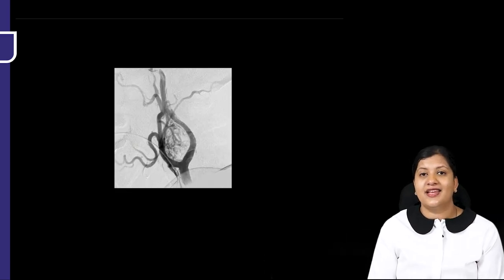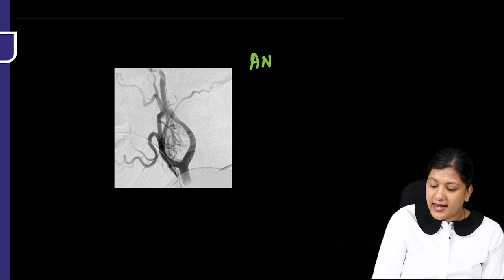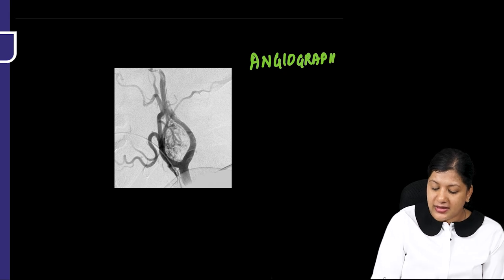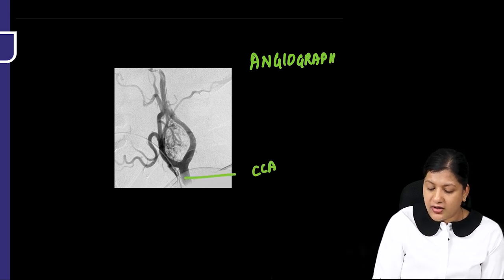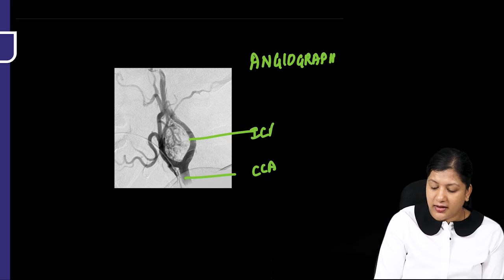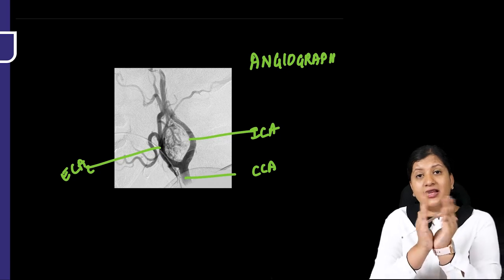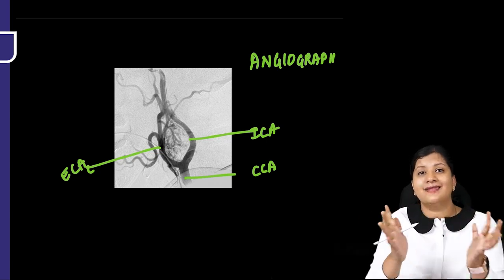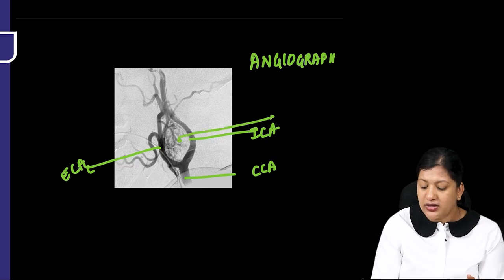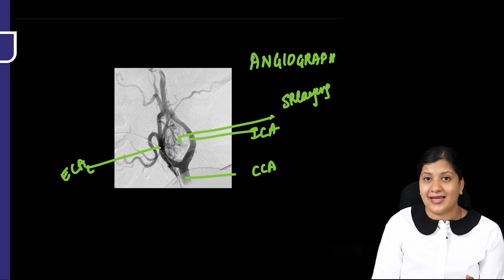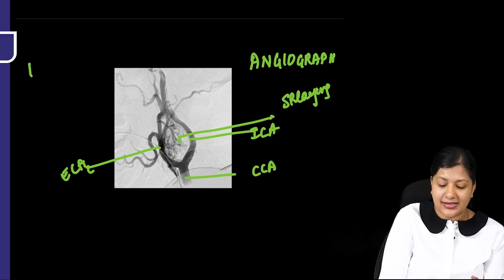Now this investigation that you see is called an angiography. On an angiography, you can see that this is your common carotid artery, this is your internal carotid artery and this is your external carotid artery. Do you see there is splaying, there is widening, there is separation? Yes. This splaying of the carotids, we call this a sign. What is this sign called? This is called the Lyre's sign.